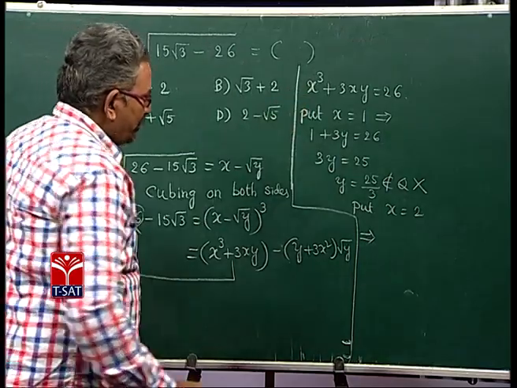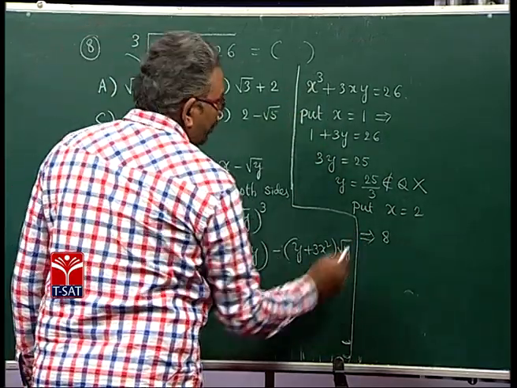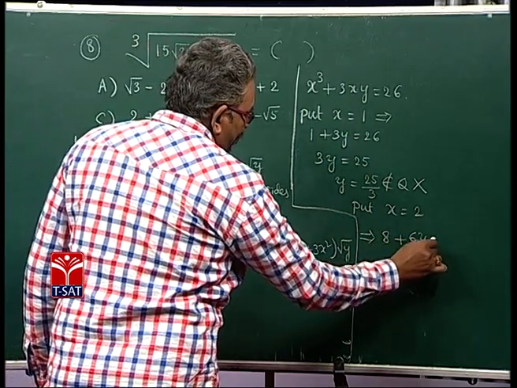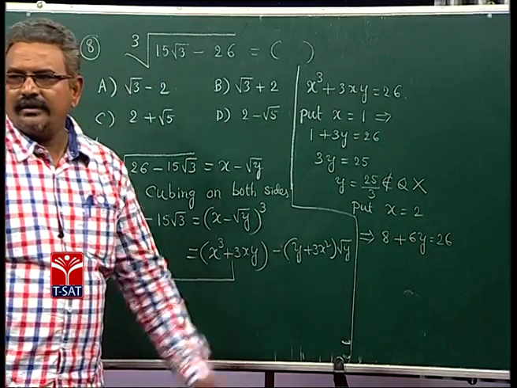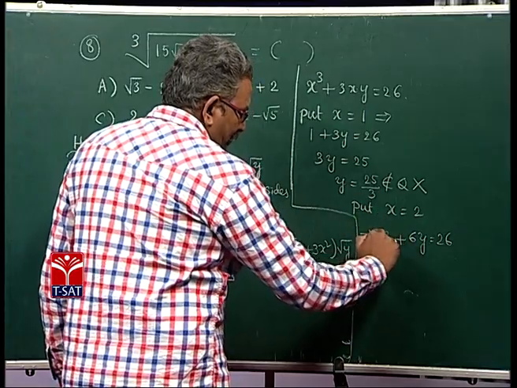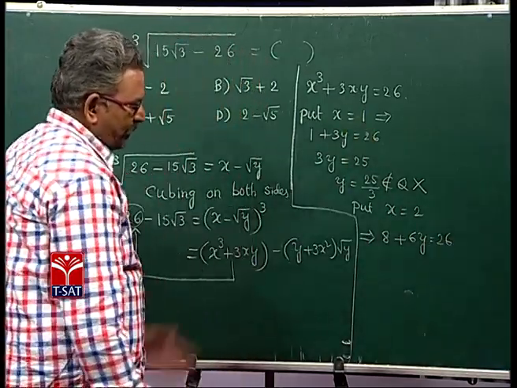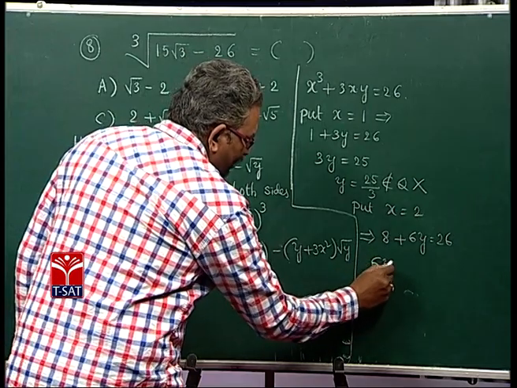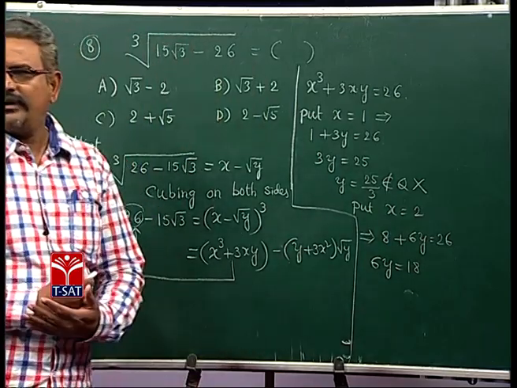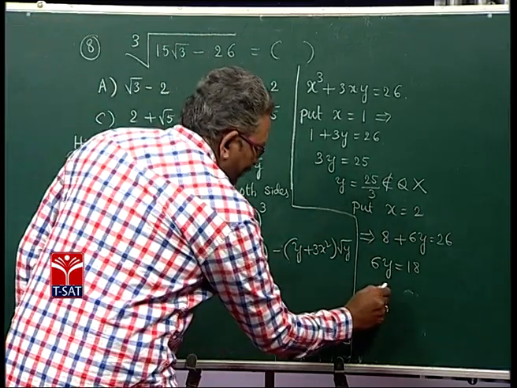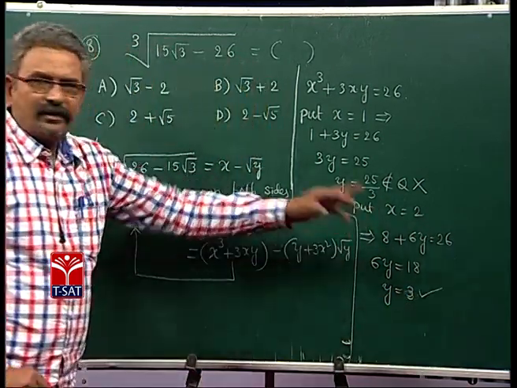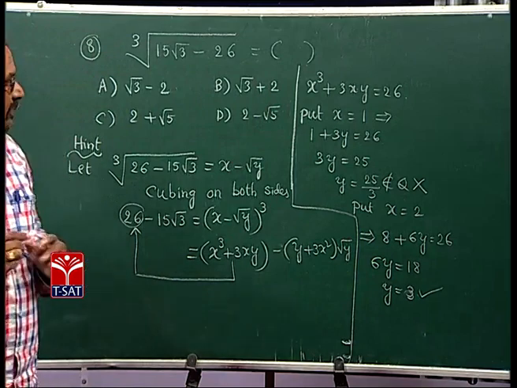Here x cubed is 2 cubed, 8, so 3 into 2 plus 6y is equal to 26. So it is a linear equation in y. Let us transpose 8 to that side. So 6y is equal to 26 minus 8, that is 18. Now what is y? 18 by 6, that is 3. Yes, 3 is an integer. Our answer is x is equal to 2 and y is equal to 3.